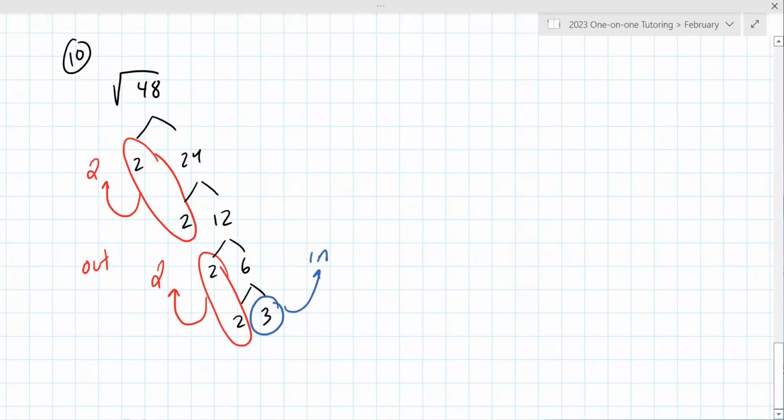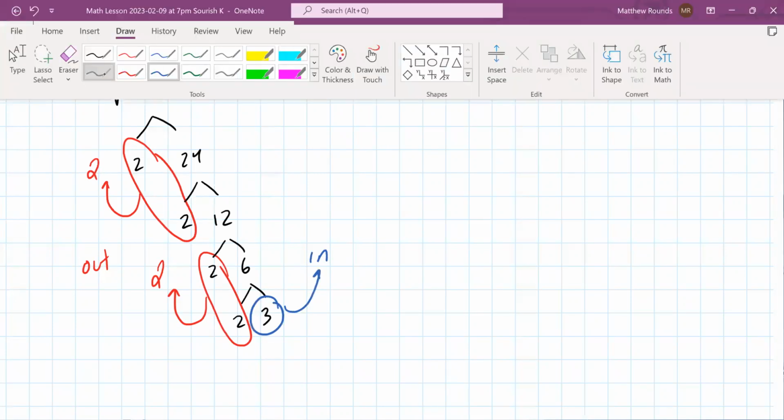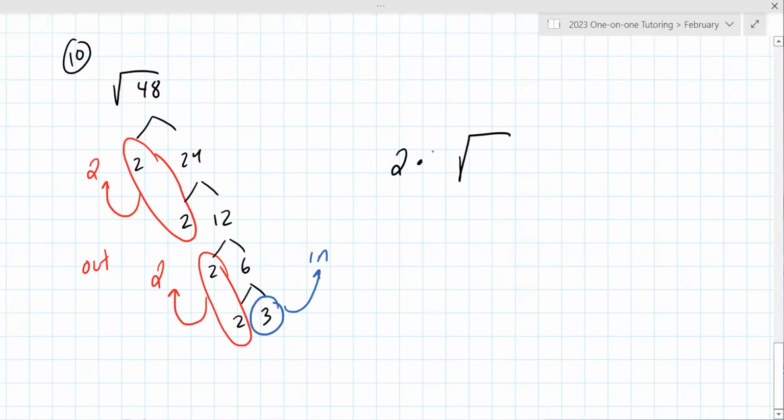Okay. So your answer is, well, what's out? Well, there's a 2 times a 2 on the out. What's on the in? 3. It's 4 square root 3.